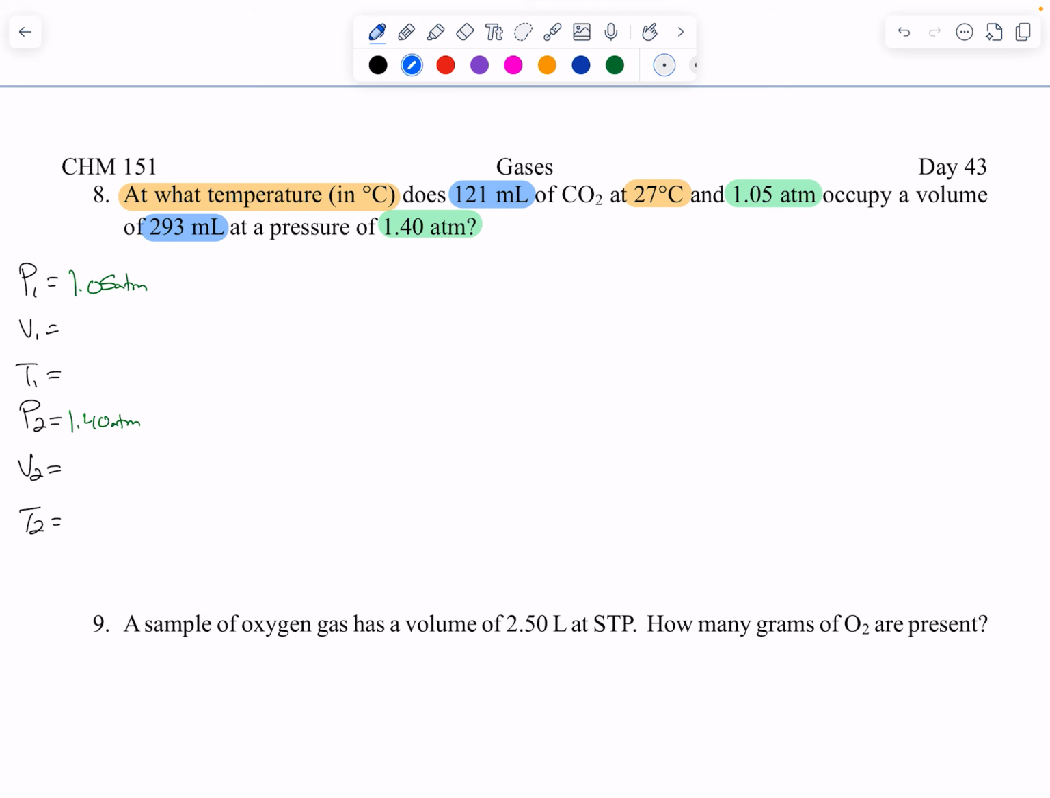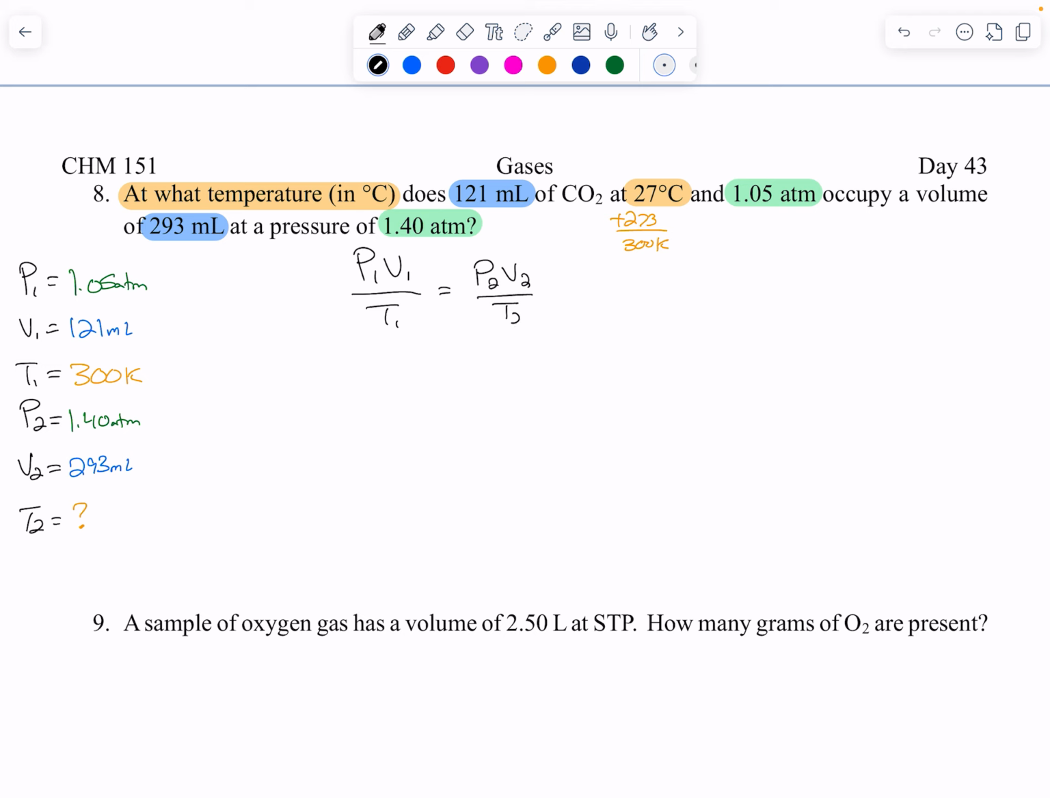V1, 121 milliliters. V2 is 293. T1, 27, which is plus 273, so that's 300. And I don't know T2. All right. So, P1 V1 over T1 equals P2 V2 over T2. Of course, we're solving for T2. That's what we don't know.